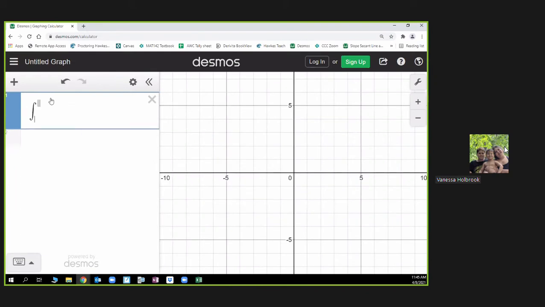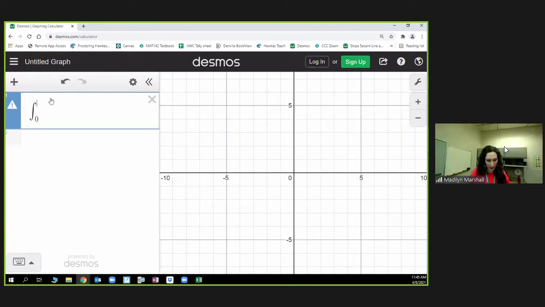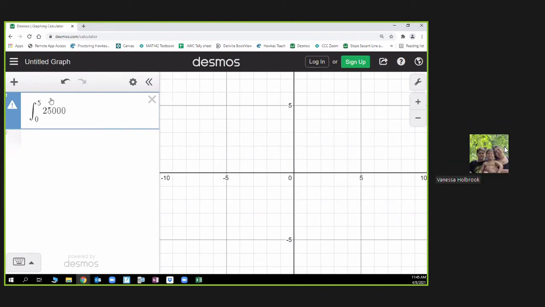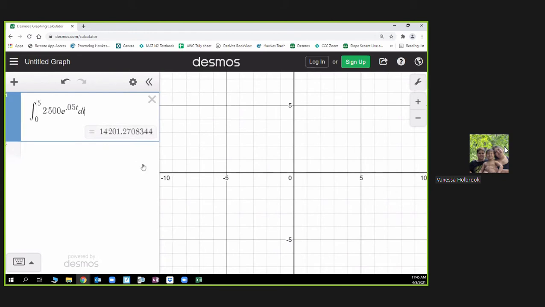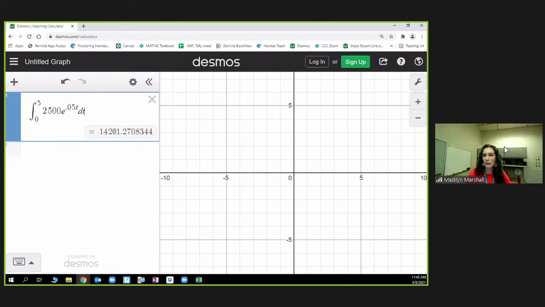14,201.27. Okay, let's look at that. That sounds right. Oops, 2500 e to the 0.05 t. So 14,201.27. So since we're talking about money here, we will always just round to 2 decimal places.